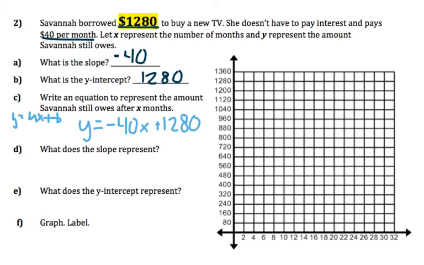Part D. What does the slope represent? Well, looking back at the problem, we might say, oh, so she's paying $40 per month. But remember, it's a relationship to the debt. And so it's that the debt decreases $40 per month.